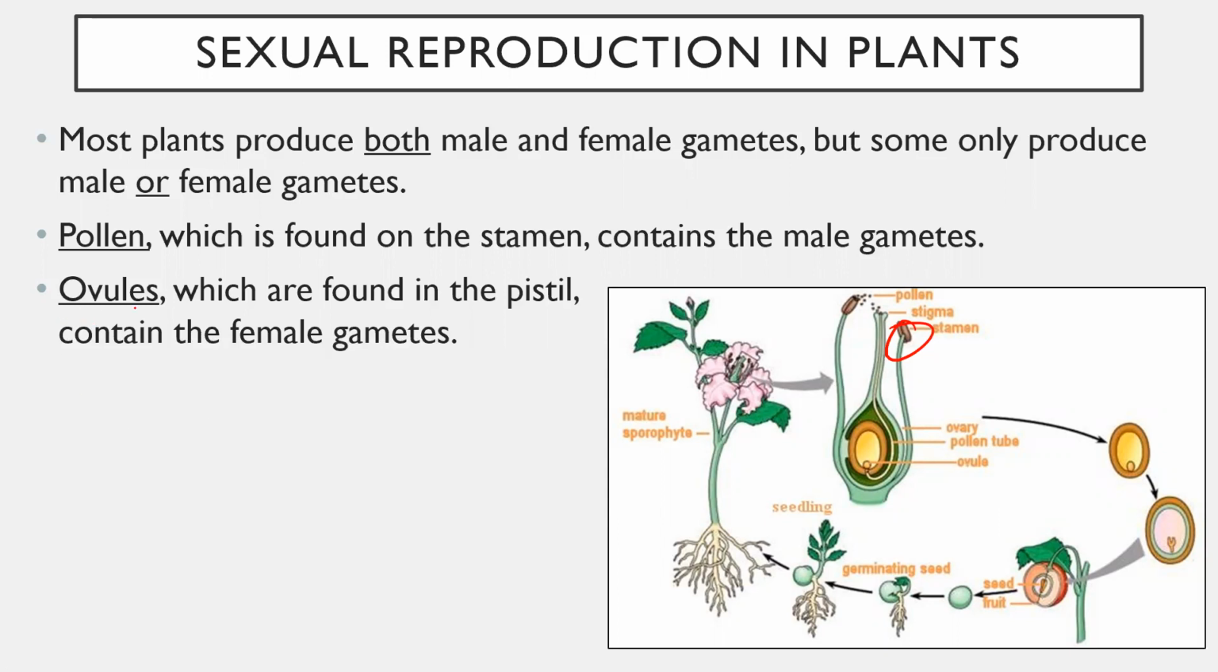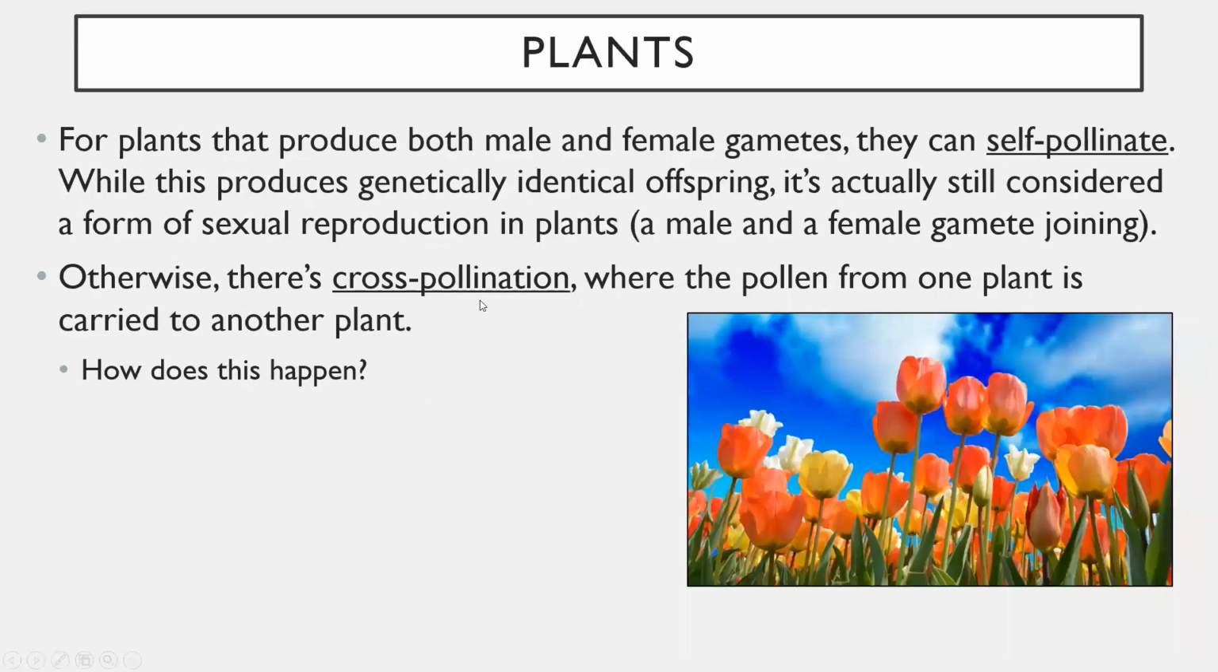Now ovules, which are found in the pistil, which is not even in this picture here. Well, really, I guess this whole thing right here is the pistil. I'm sorry, it wasn't even labeled in the picture. Those contain the female gametes, right? So again, just to review this real quick, pollen is the male component, and ovules, which are inside the plant here, that's the female component, right? At least for those plants that, of course, have both male and female parts.